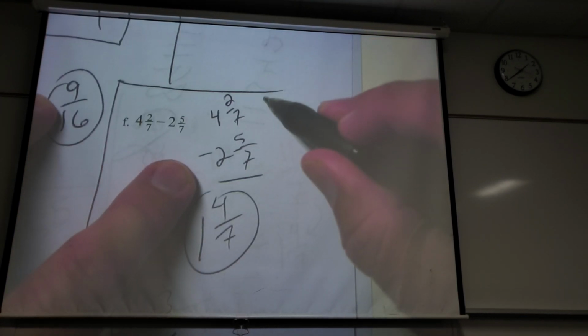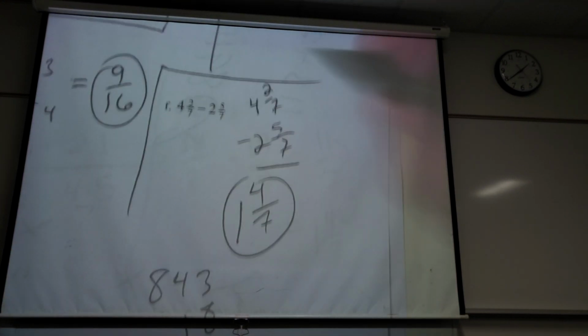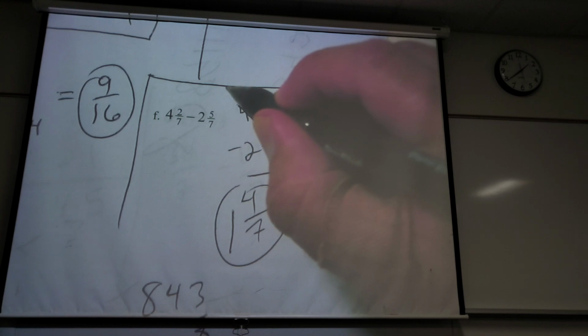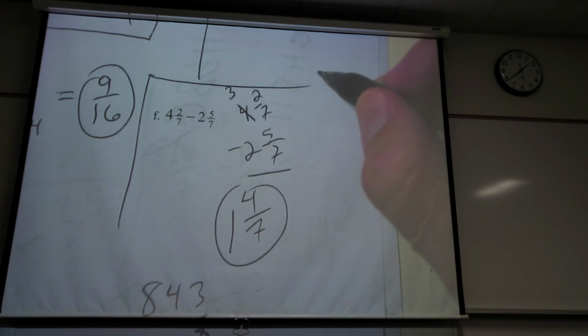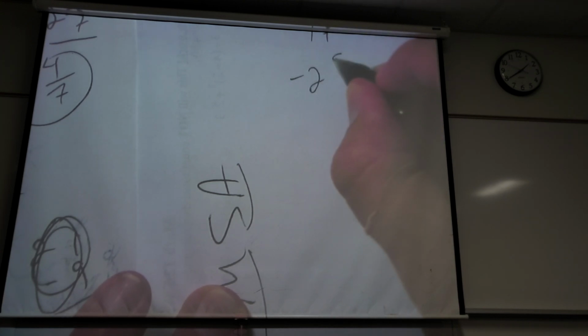I can do this the exact same way. Isn't 2 smaller than 5? That's bad. It's sort of like 3 being less than 8. So let me borrow 1. And isn't 1 the same as 7 over 7? So now this becomes 9 sevenths. We do that again, a little bit more room here. So we've got 4 and 2 sevenths minus 2 and 5 sevenths.